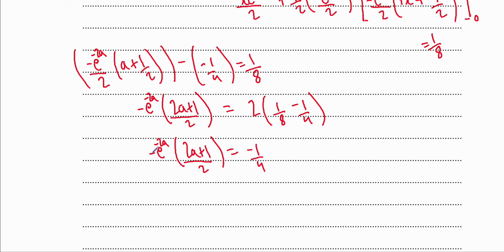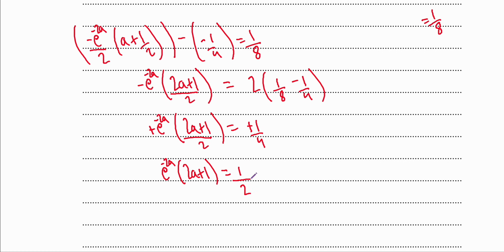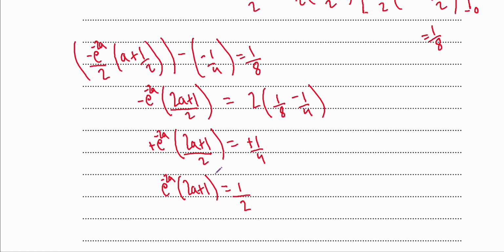Well, we can get rid of the negatives, right? Because it's negative here and negative here, so we can make that positive. Okay, so far so good. Now we can multiply this by 2, right? So we have e to the negative 2a times (2a plus 1) is equal to 2 over 4, which is a half. And that's all we can do with just regular manipulation.